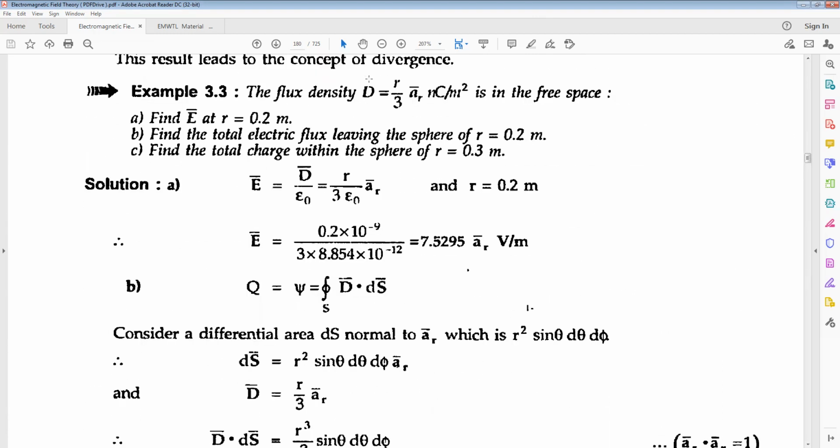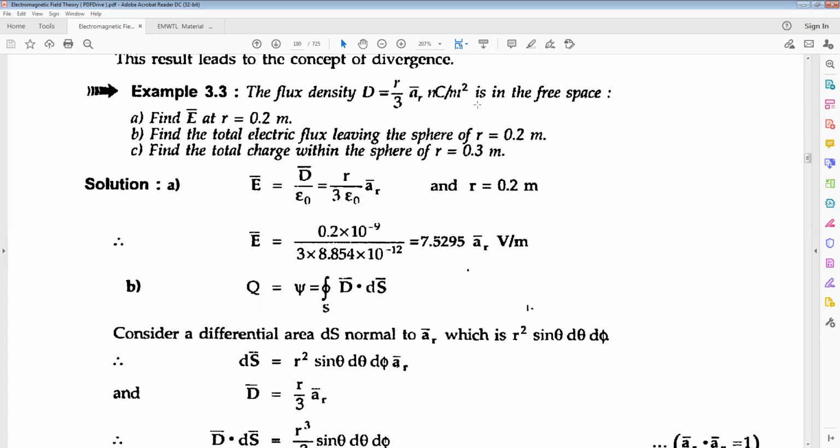The flux density is given as D equals r by 3 a_r nanocoulomb per meter square in free space. Find E at r equals 0.2 meters, find the total electric flux leaving the sphere of radius 0.2 meters, and find the total charge within the sphere of r equals 0.3 meters.